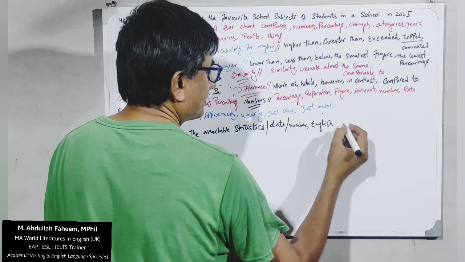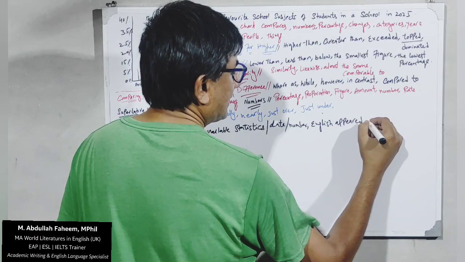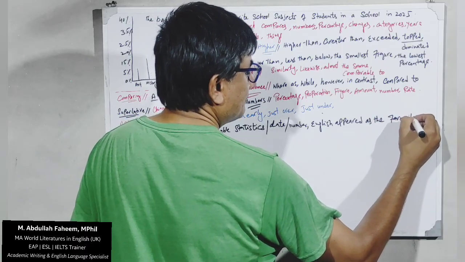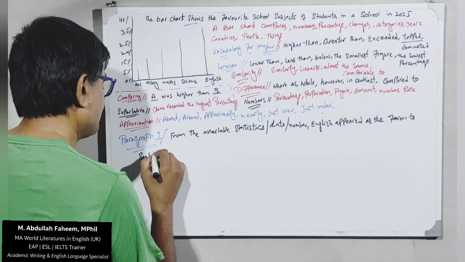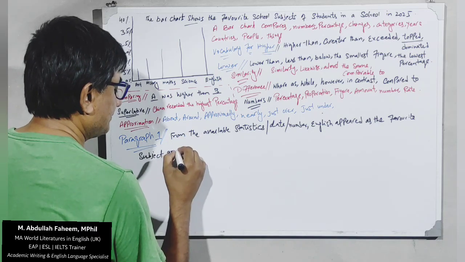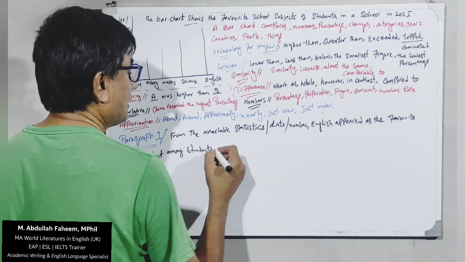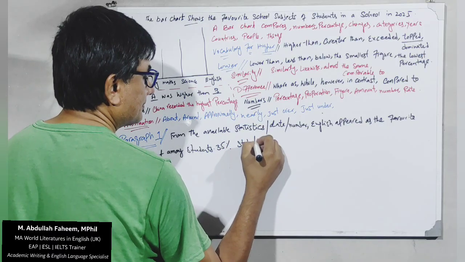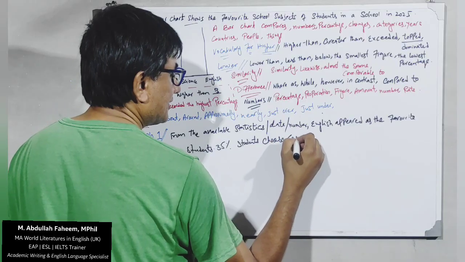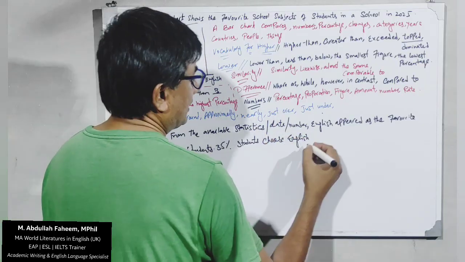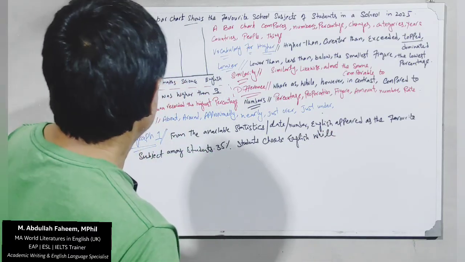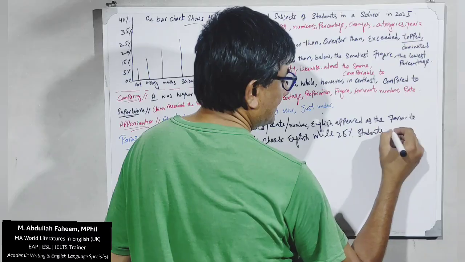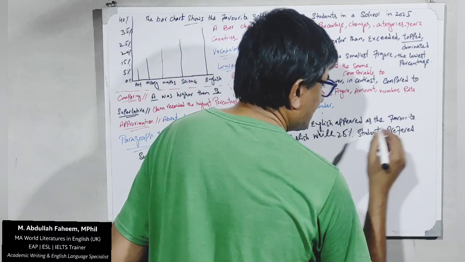English appeared as the favorite subject among students. 35% students chose English, while, which is the next trend, science, 25% students preferred the science subject.